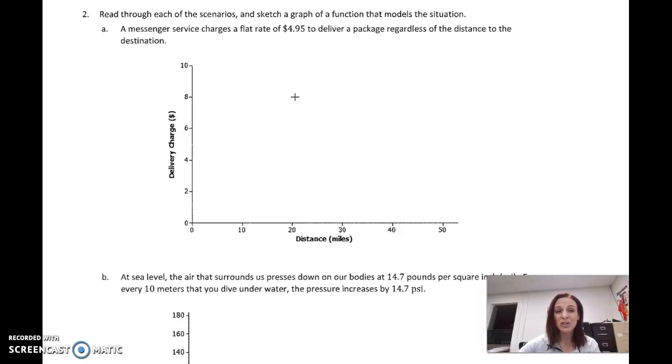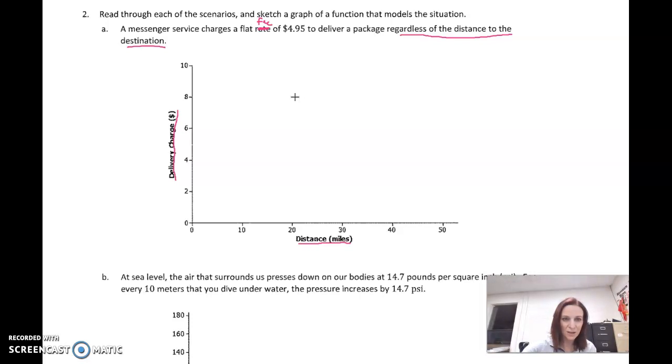So a messenger service charges a flat fee of $4.95 to deliver a package regardless of the distance to the destination. Okay, so what does that mean? Well, keeping in mind, we're going to pay attention to what our labels are, right? We have distance and we're comparing that to our delivery charge. So if we have traveled, or they have traveled 0 miles, how much are we getting charged?